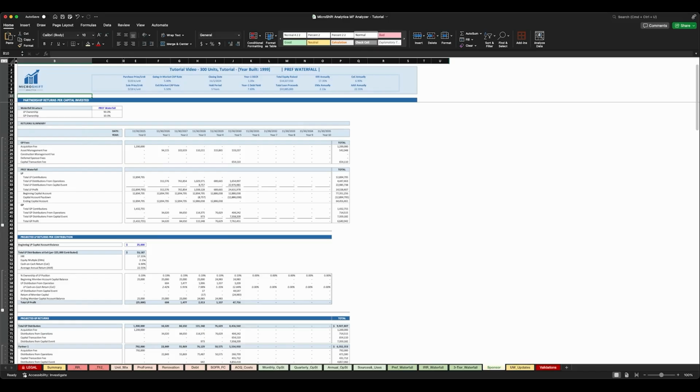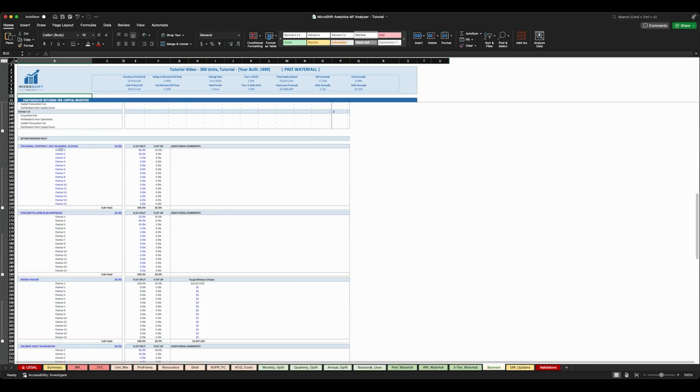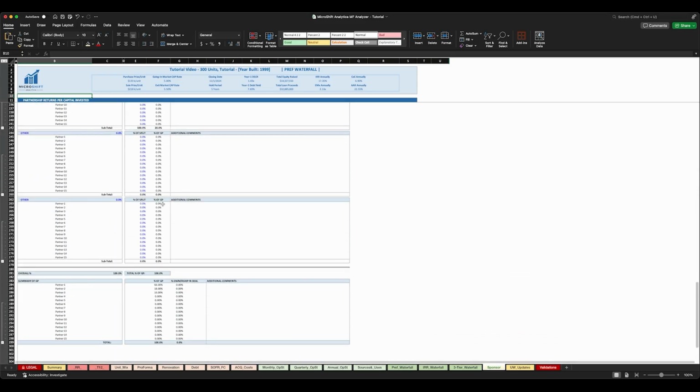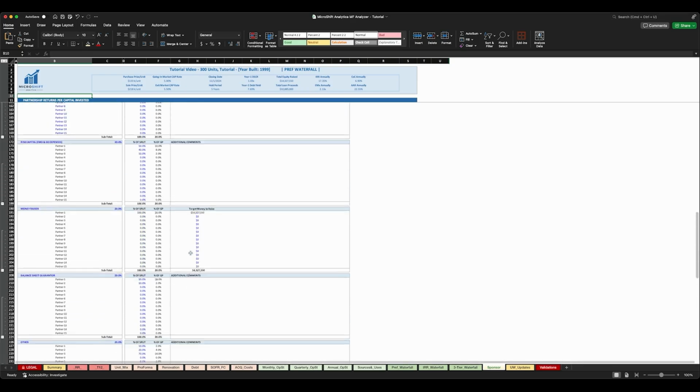In the sponsor tab of the MSA Analyzer for syndication deals, the sponsor has the option to add different partners to the deal. You have the flexibility to add up to 15 different partners and allocate the split of the GP among the different partners. The last table will provide you with a summary of that split, so the percent of GP as well as percentage ownership in the deal.